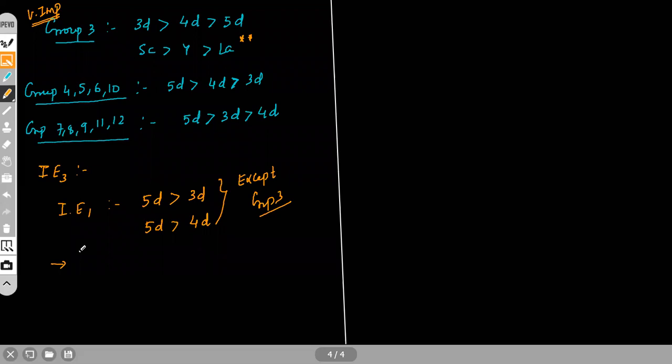Tungsten. This question they have asked many times in the exam. Tungsten has the highest melting point, 3410 degrees Celsius.